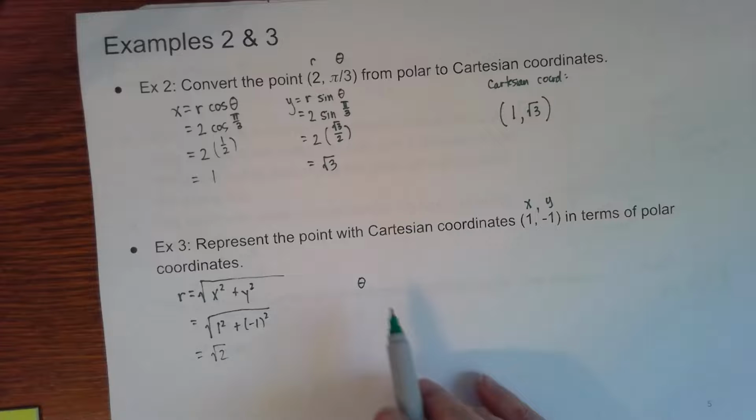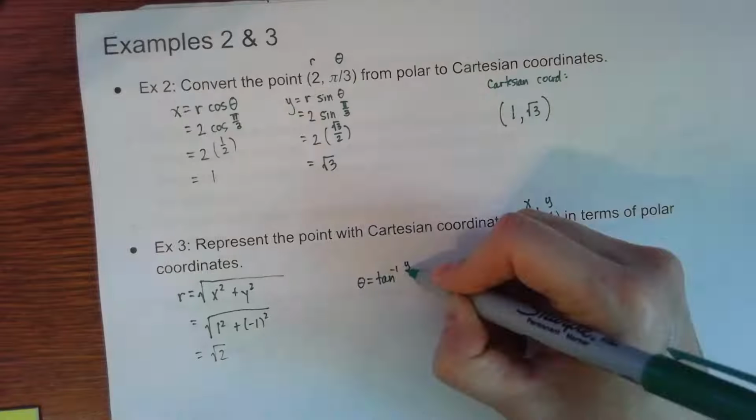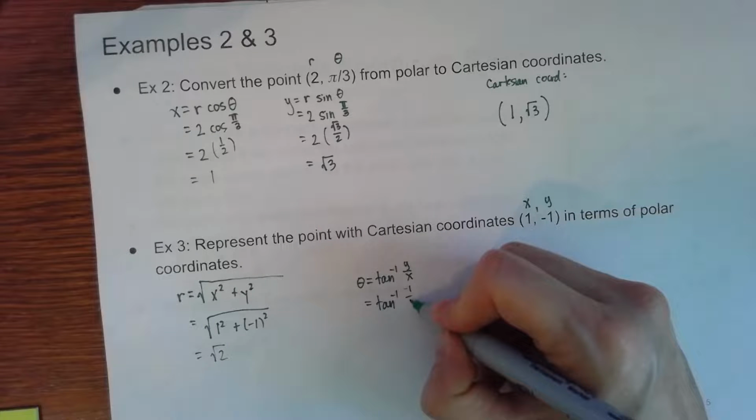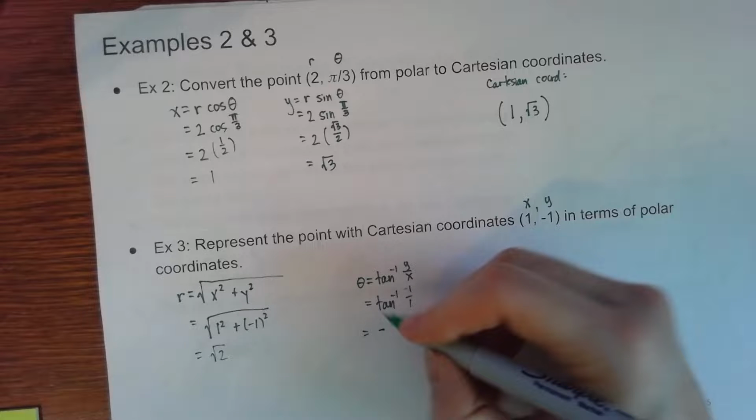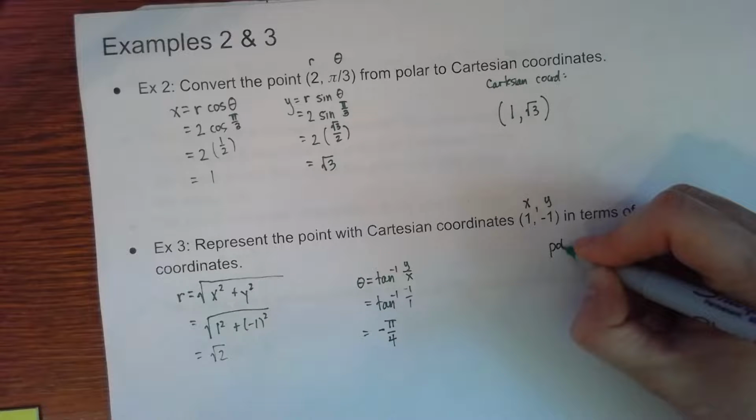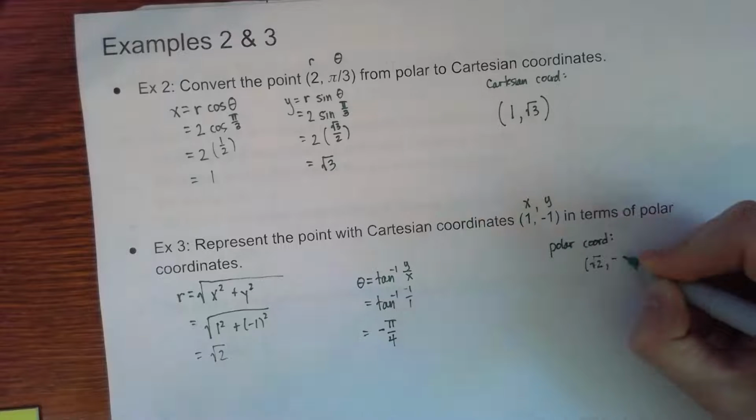And to find our theta value, we're going to get the inverse tangent of y over x. So that's the inverse tangent of negative 1. The inverse tangent of negative 1 is going to be negative pi over 4. Okay, so our polar coordinate would be square root of 2, negative pi over 4.